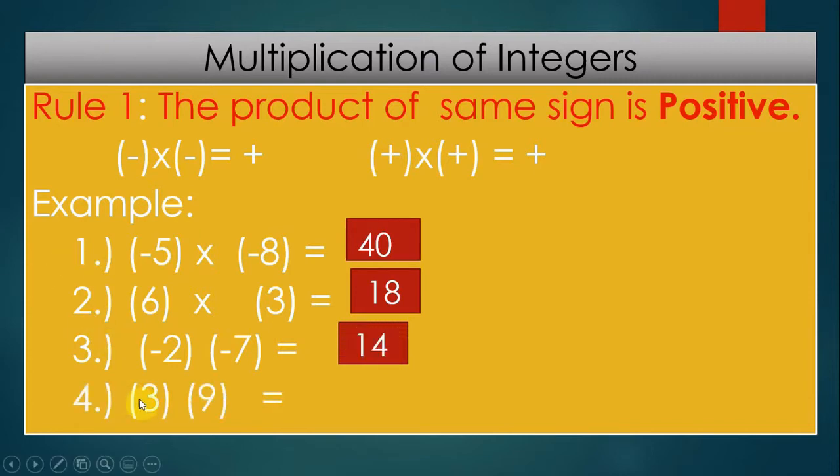The next one, what is the sign of 3? It's positive. What is the sign of 9? It's positive. When you multiply the same sign, the product is positive. Okay, the answer is positive 27.